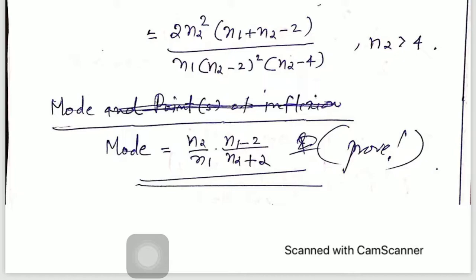Okay, and here so far we have discussed 3 special distributions: chi-square distribution, t distribution, and F distribution.